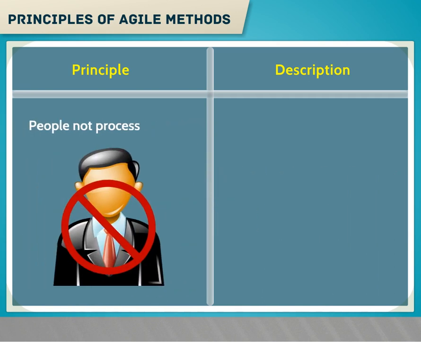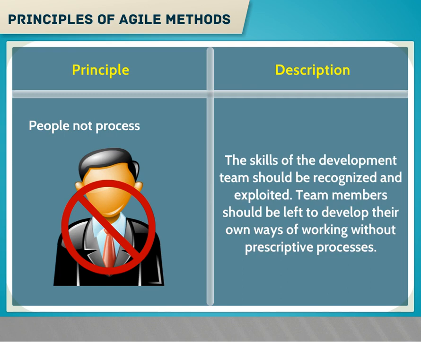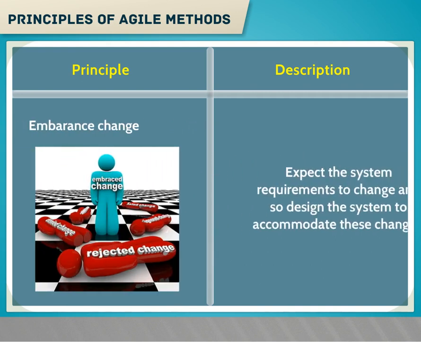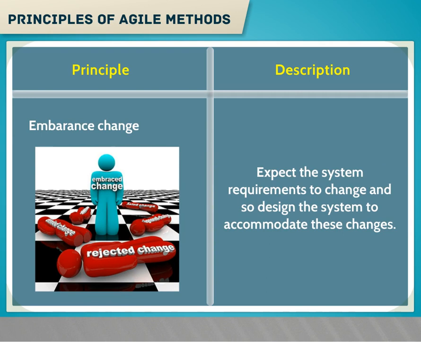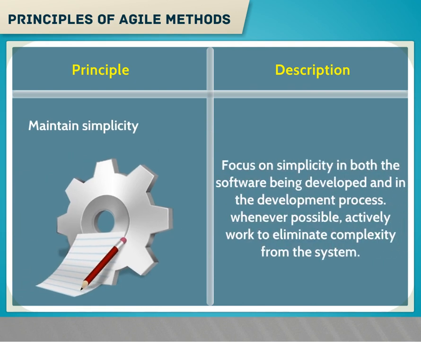People, not process: the skills of the development team should be recognized and exploited. Team members should be left to develop their own ways of working without prescriptive processes. Embrace change: expect the system requirements to change and so design the system to accommodate these changes. Maintain simplicity: focus on simplicity in both the software being developed and in the development process. Whenever possible, actively work to eliminate complexity from the system.